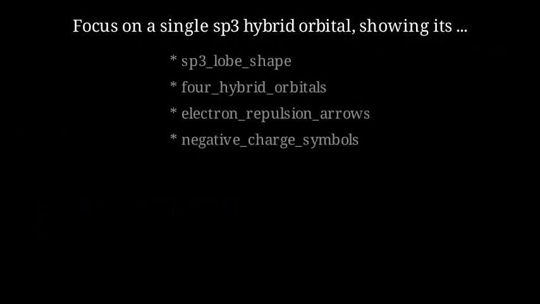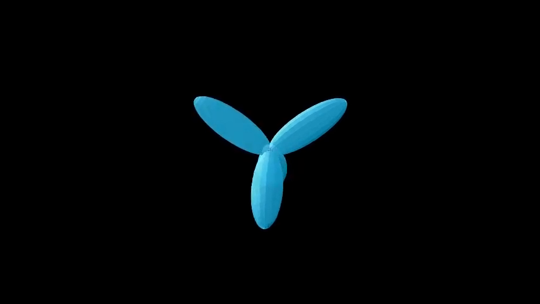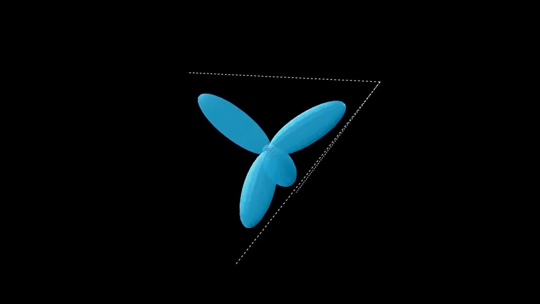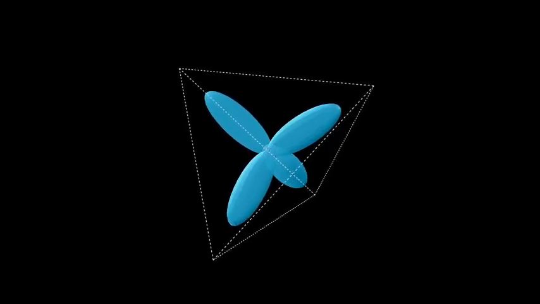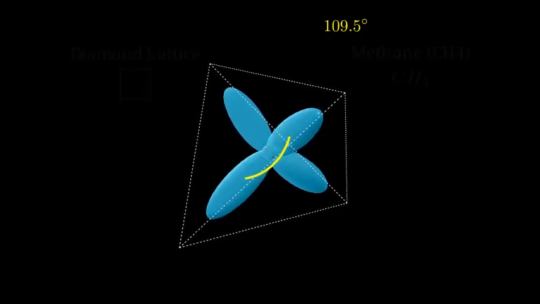Watch what happens to their shape. Instead of spheres or dumbbells, we now have 4 identical lopsided lobes. Each one has a large region of electron density pointing outward. But since electrons are all negatively charged, they naturally want to stay as far away from each other as possible. As you can see here, to achieve the maximum distance from one another in 3-dimensional space, these 4 orbitals point toward the corners of a tetrahedron. This creates a perfect bond angle of 109.5 degrees.